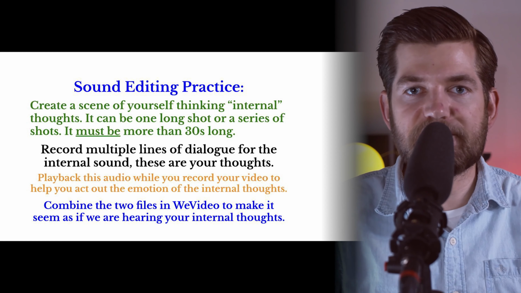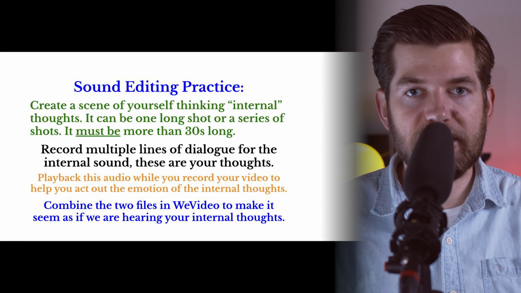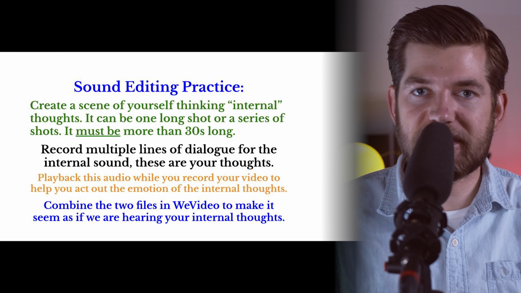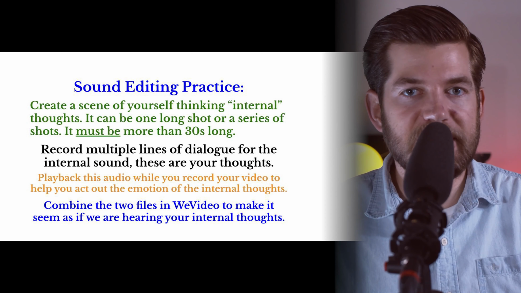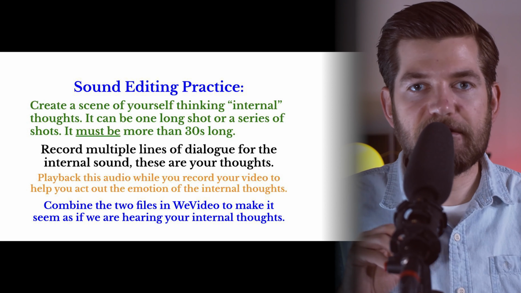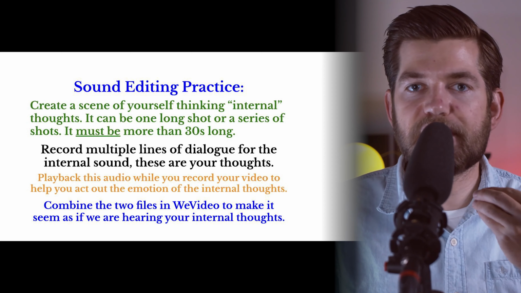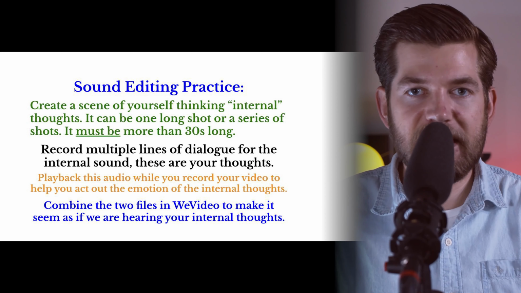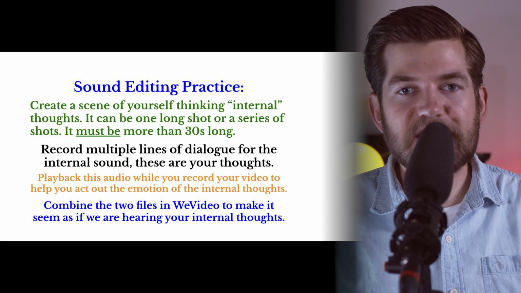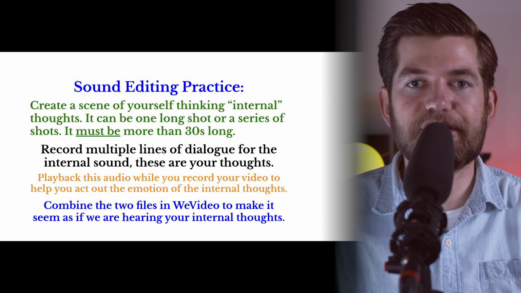Create a scene of yourself thinking internal thoughts. This can be one long shot or a series of shots. It must be longer than 30 seconds, so 31 seconds or longer. Record multiple lines of dialogue. We should hear your thoughts throughout the whole scene. One thing you can do is record your thoughts first and then play back the thoughts while you act out thinking. This will help your facial expressions to match what you were thinking in the audio recording.